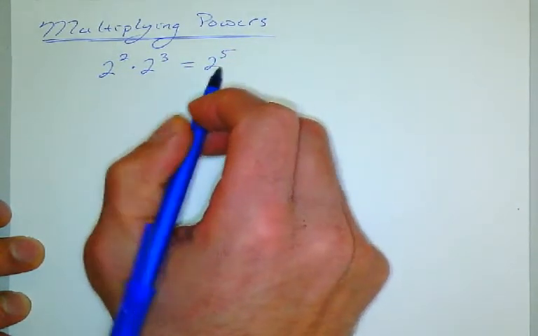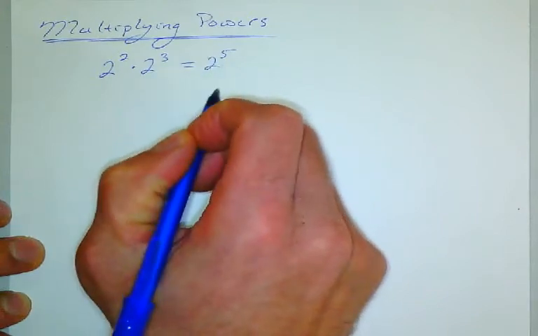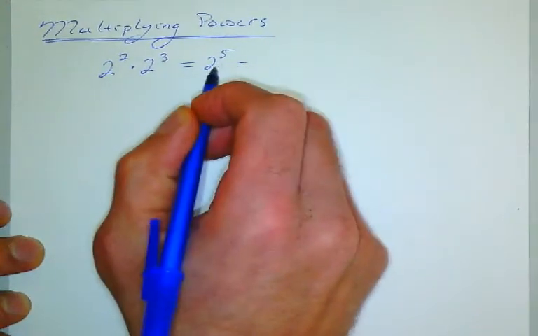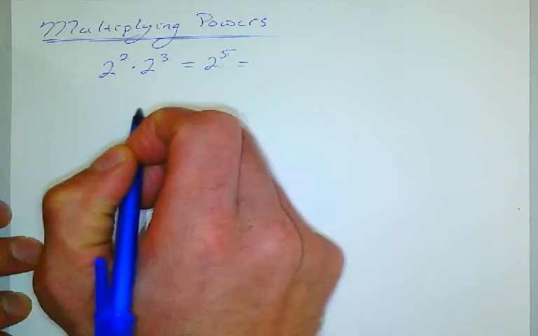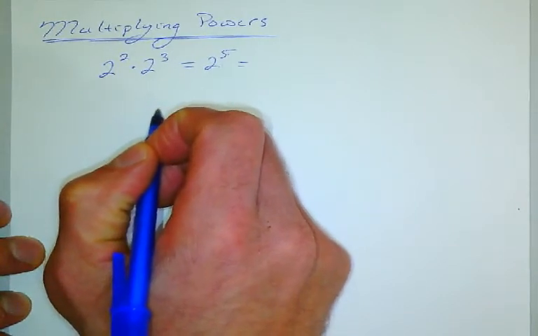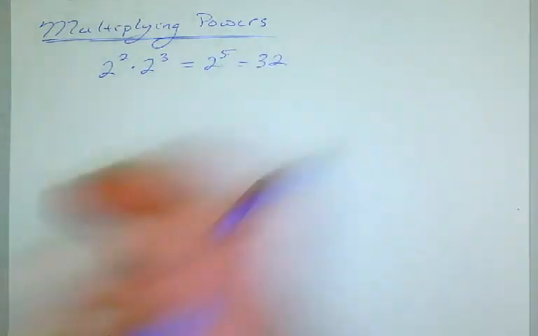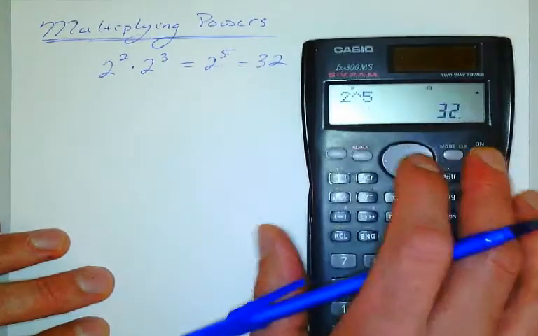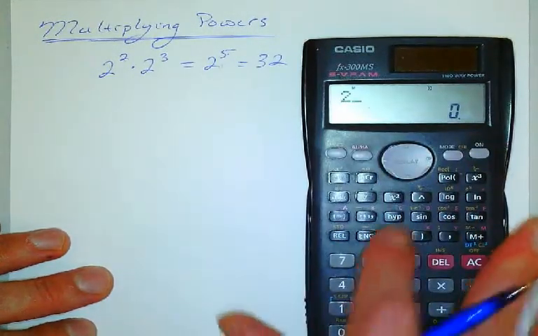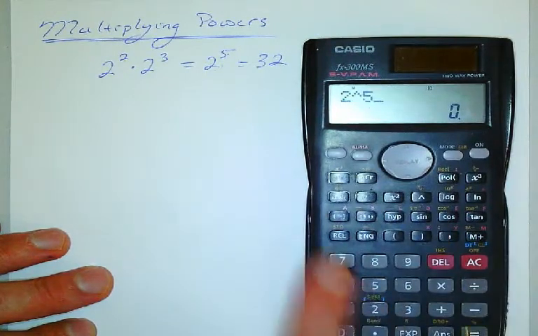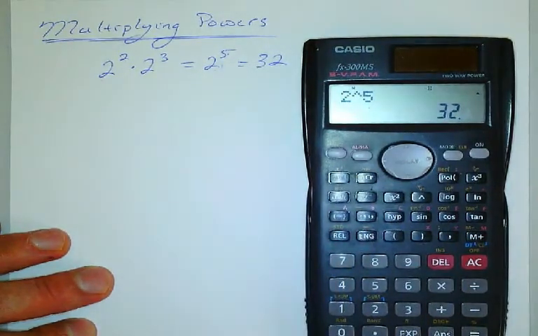Now, since we actually have a number base, which is 2, we can evaluate this. 2 to the fifth is just 2 times 2 times 2 times 2 times 2, which is 32. All right, and remember, you can always use your calculator to do that. You hit the caret button, 2 caret 5, that means 2 to the fifth, you get 32.